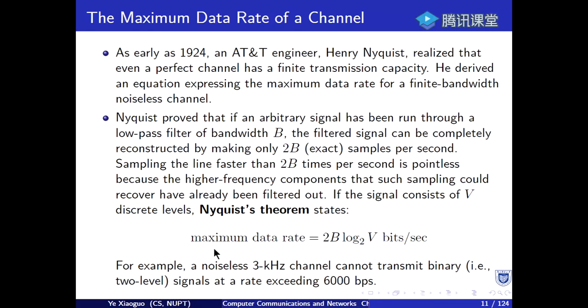So the theorem states maximum data rate equals 2B log2 V bits per second. From Nyquist's theorem, we can get the bandwidth of a data communication channel if we know the analog bandwidth B and the number of discrete signal levels V. If B and V are known to us, then we can get the maximum data rate of the digital communication channel.